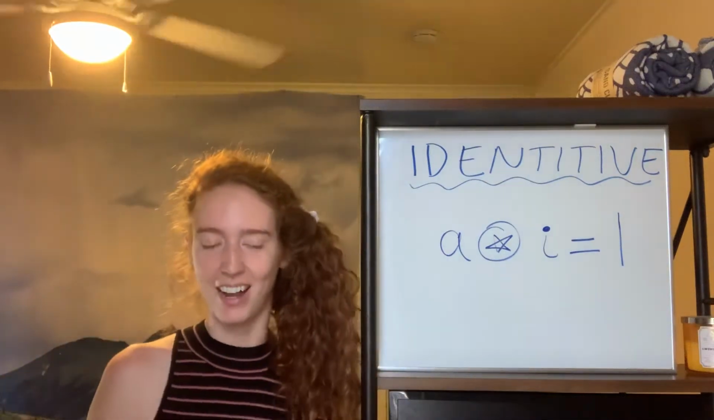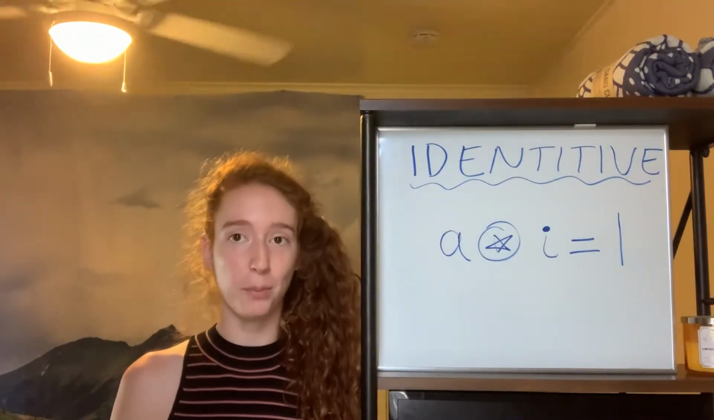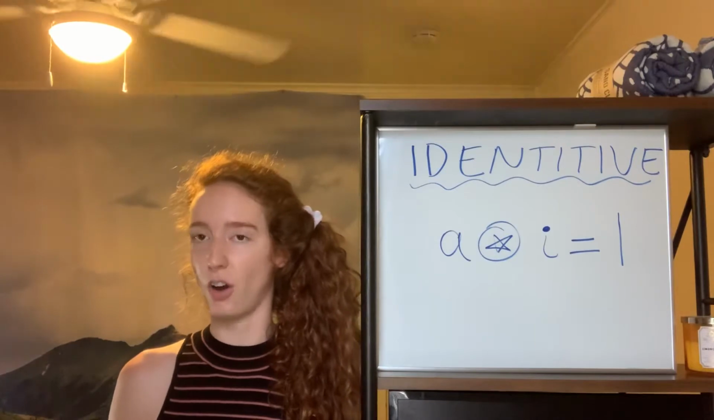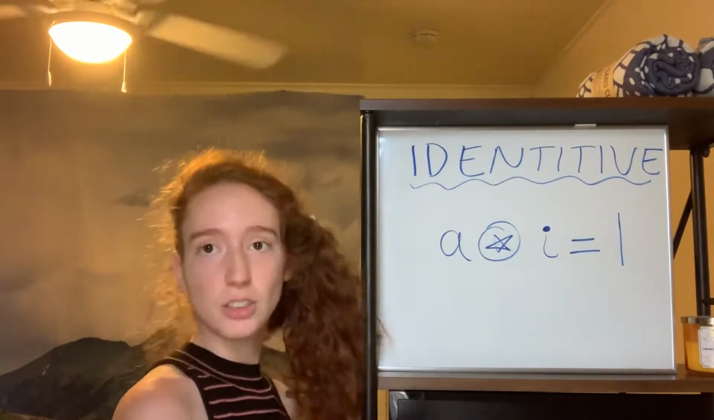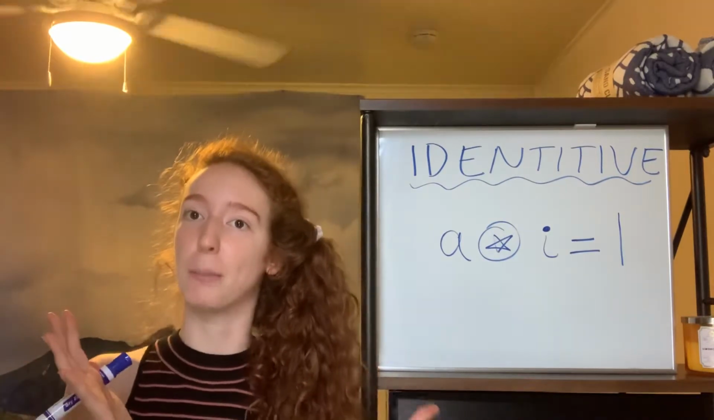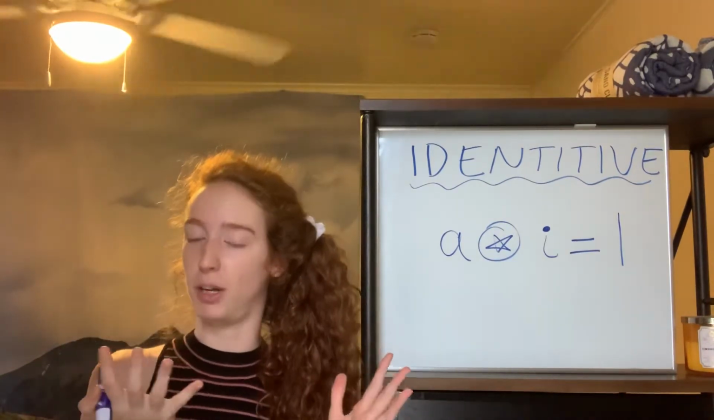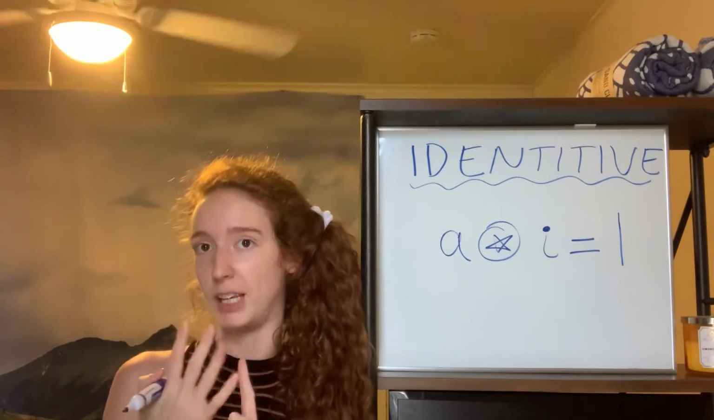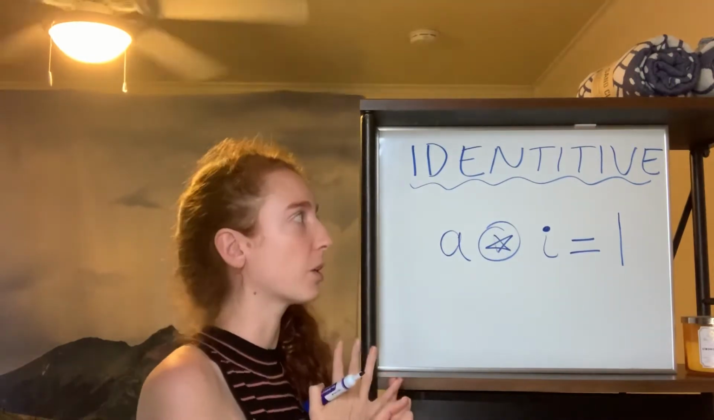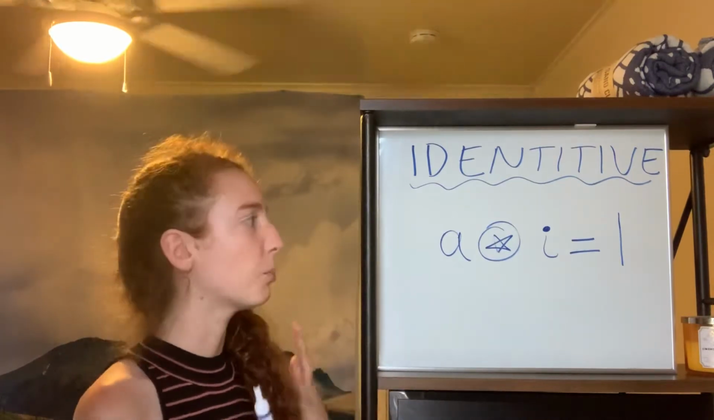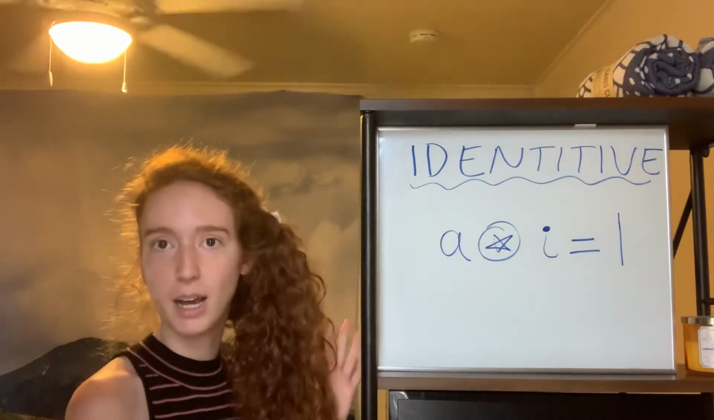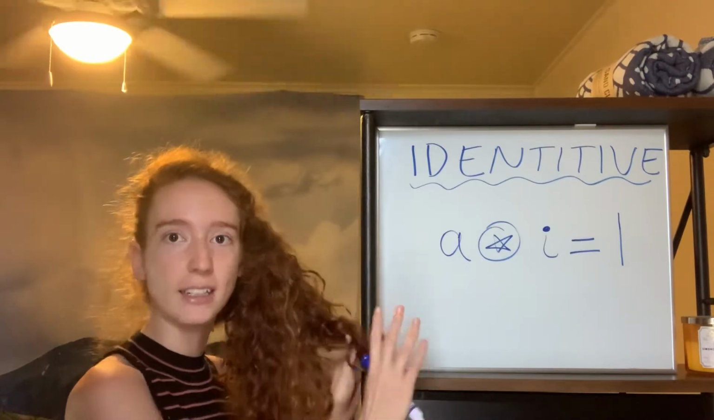Okay, all right, so now we're working through different properties that occur over different operations. The operations are a way that we can put numbers together. Some familiar operations are addition, subtraction, multiplication, and division. Those are operations we have to work with numbers. And now we're going to see if they exhibit certain properties. These properties, we're going to go through one video at a time. The first video is dedicated to the identitive property.